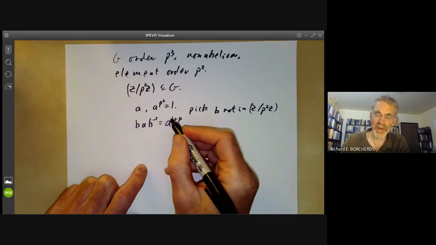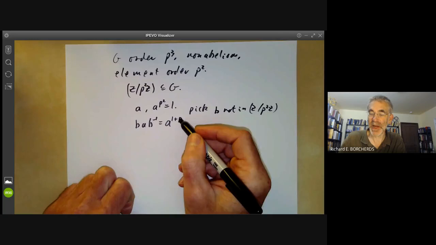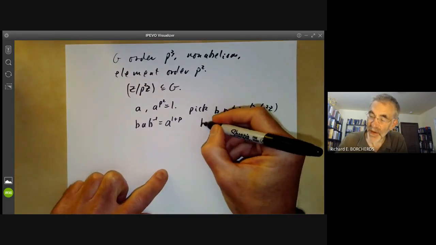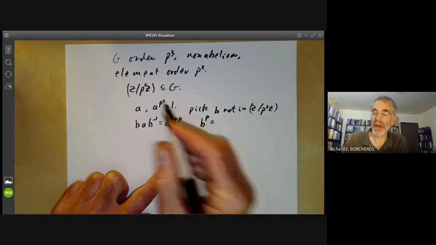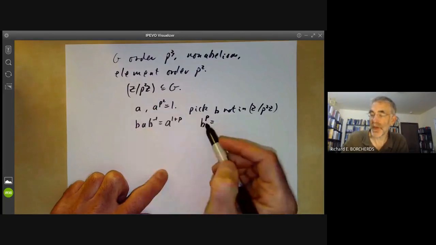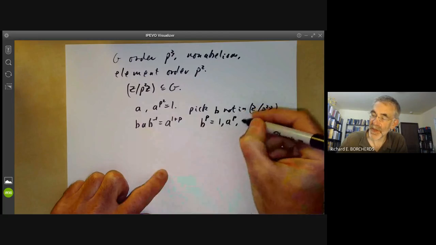If it takes A to the 1 plus 2P or 3P, we simply change B to something else so that it's like that. And then what is B to the power of P? Well, B to the power of P must be an element of order 1 or P here, otherwise B would have order P squared. So it must be 1, A to the P, A to the 2P, and so on.